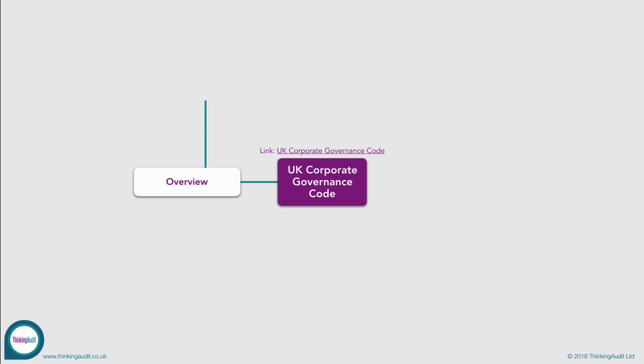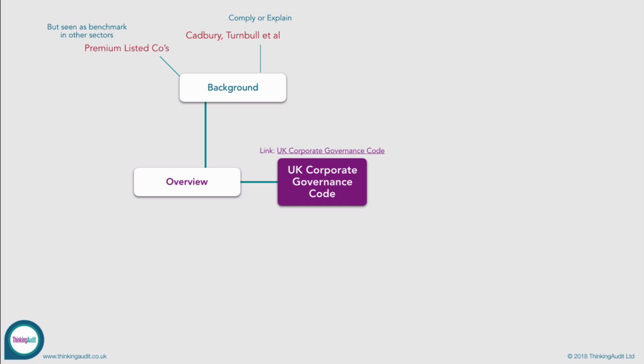The UK Corporate Governance Code really is the latest in a succession of guidance and expectations for companies. And while the code is there for companies with a premium listing on the London Stock Exchange, such guidance has always been seen and used by other sectors as a benchmark for good governance. Many other sectors will base their governance requirements on what's in this code.